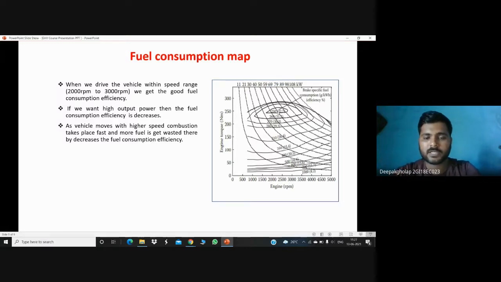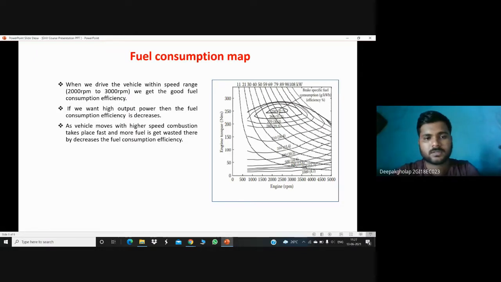Another factor is that as we increase the speed, it also consumes more fuel, and the efficiency of the fuel also decreases. As my friend explained in the previous slide, the fuel goes into the exhaust and gets wasted. Because of that, more fuel is consumed and the fuel efficiency decreases. In this graph, we get maximum fuel efficiency within the range of 2000 to 300, that is, in the optimal operating region.